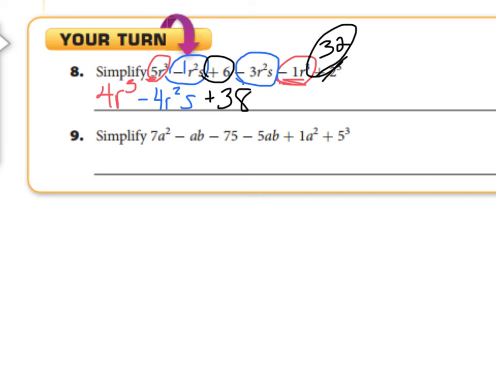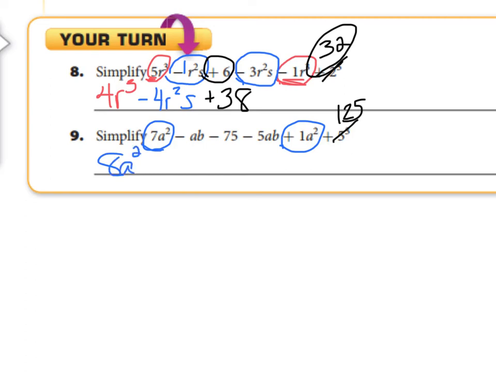Alright, here we go. Again, there was something that you could simplify at the end. 5 cubed, that turns into 125. The first thing I run into is 7a squared. I look for any other a squareds, and there's 1 over here. So I have 7 plus 1, so that's 8a squared.